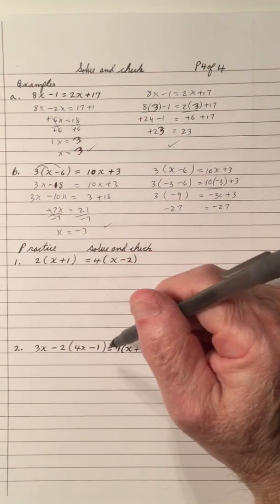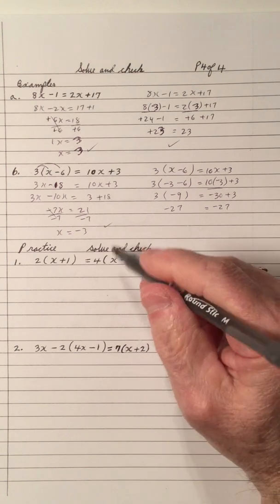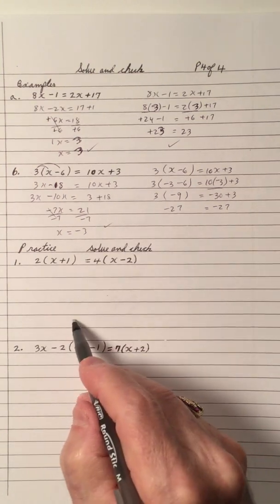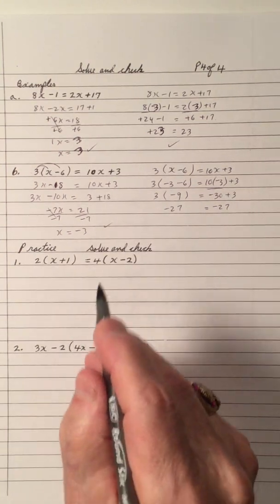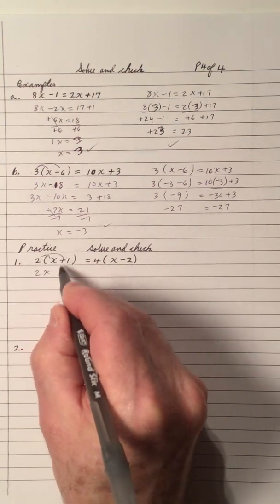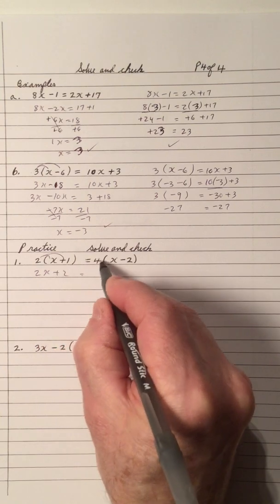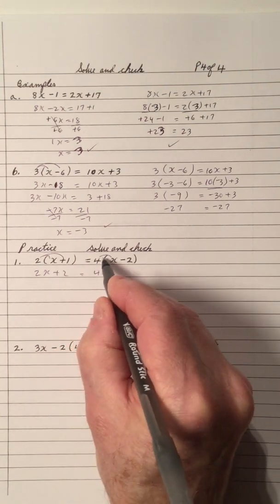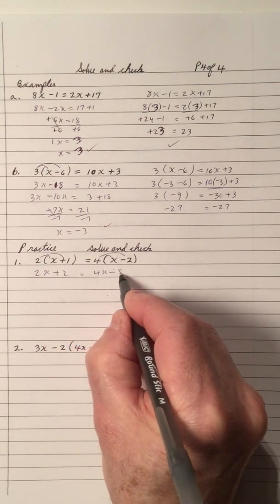Practice means pause the video and work these out to see if everything is okay. So solve them first and sub in after to check. Here we go. 2 times x, 2x. 2 times 1, 2. 4 times x, 4x. 4 times negative 2, negative 8.